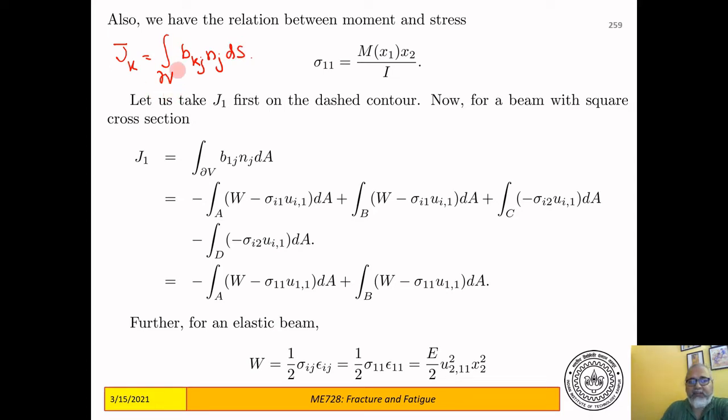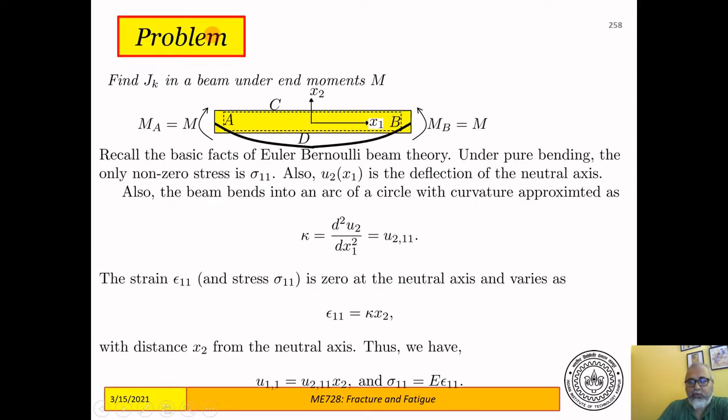Now this del V is the dotted contour in this beam, which runs inside the beam but infinitesimally away from the boundaries of the beam. So that's the contour that we are looking at. This contour now consists of four parts. A and B are the ends, the left end and the right end. C and D are the top and the bottom parts of the contour. So we will evaluate it separately on these four parts.